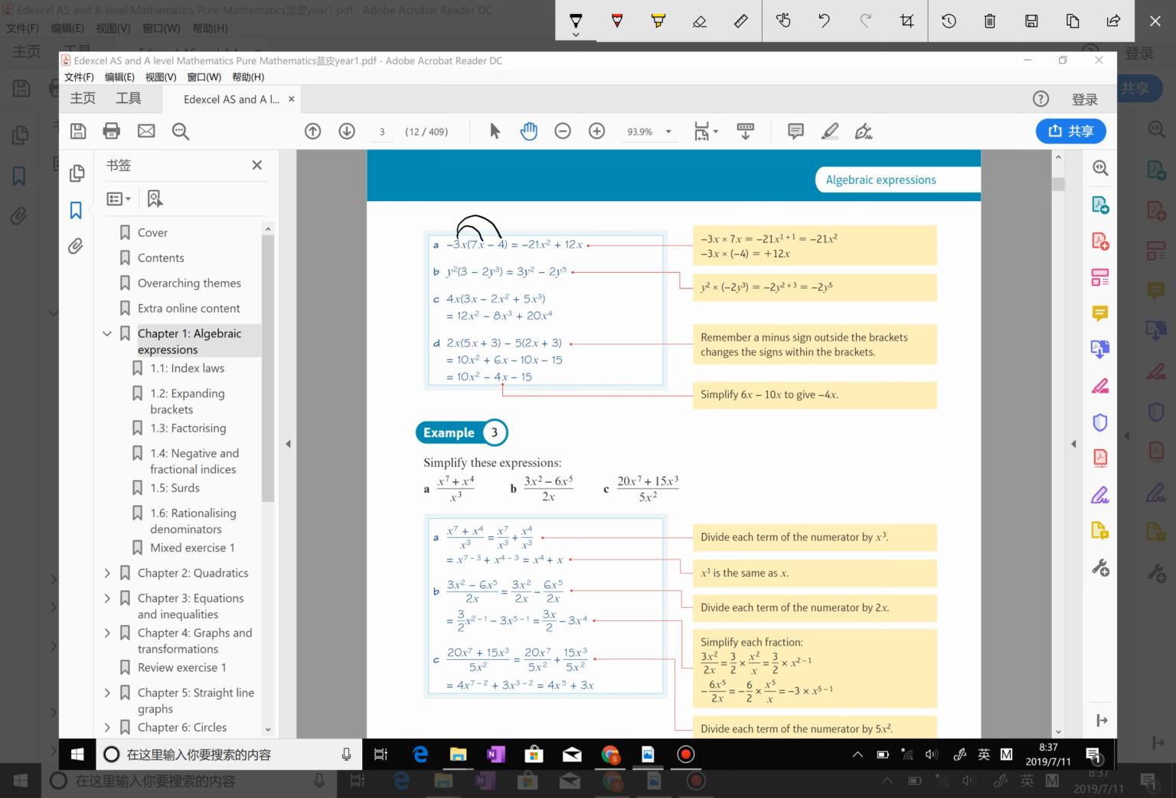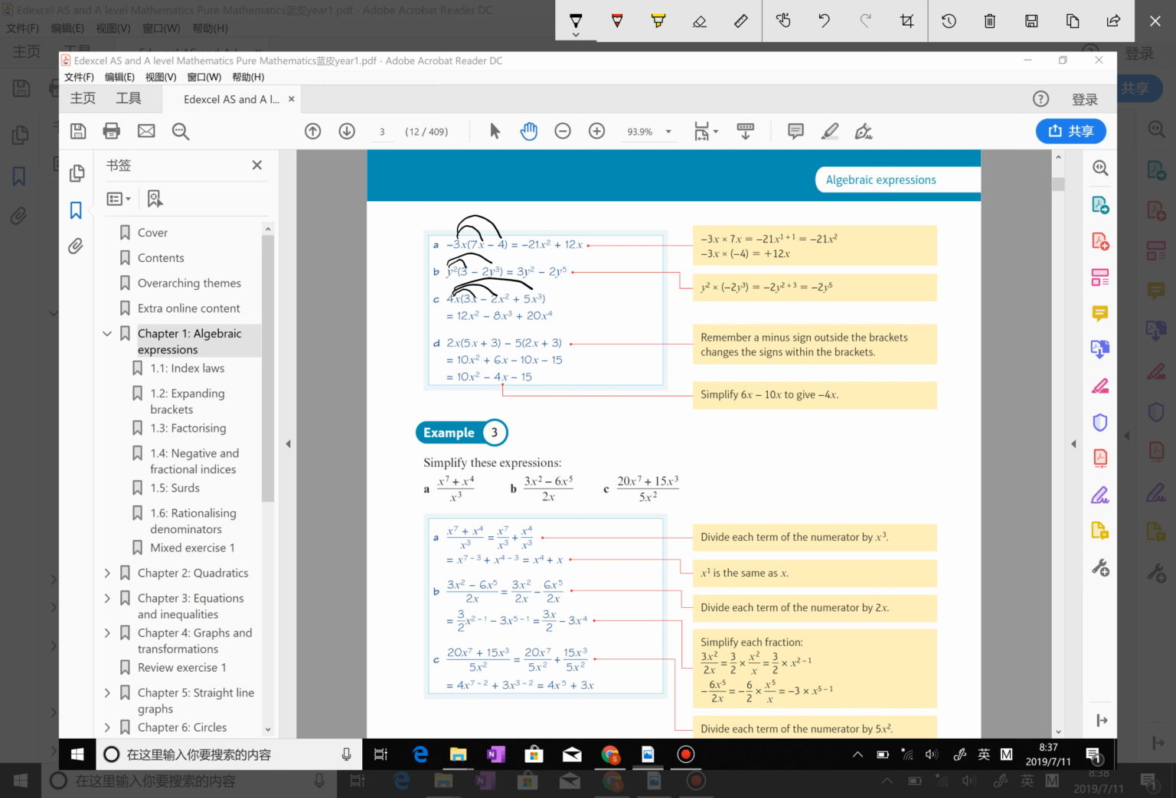Then for the b, we have y squared times the bracket 3 minus 2y cubed. So we use y squared times each term in the bracket. And for the c, 4x times the bracket 3x minus 2x squared plus 5x cubed. So still the same way, we multiply each term in the bracket.